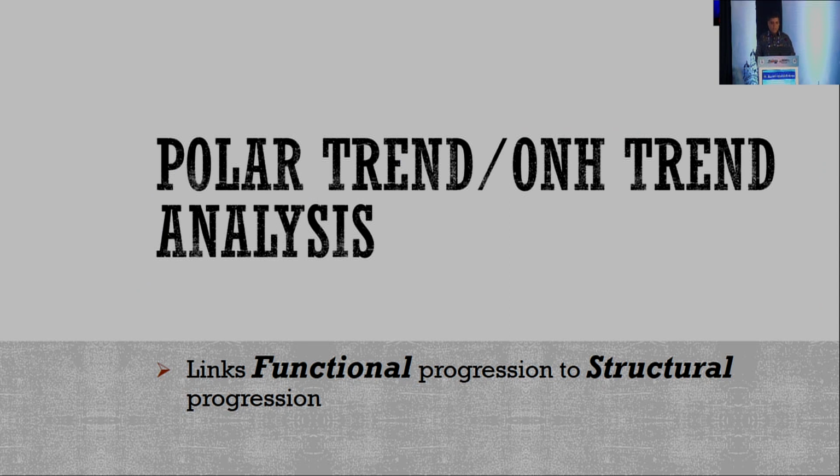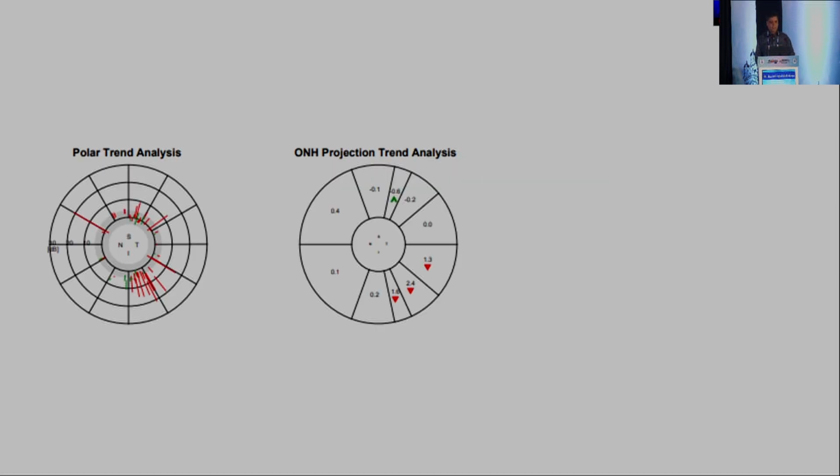Now, the polar trend analysis and the ONH trend analysis again links functional progression to structural progression. Again, from our base example, does not require any explanation. The infratemporal region, you can see those long red areas. That is where the progression is happening. The projection trend analysis also shows those 3 inverted red triangles, telling you it's that area of the patient's optic disc that is undergoing the progressive changes.